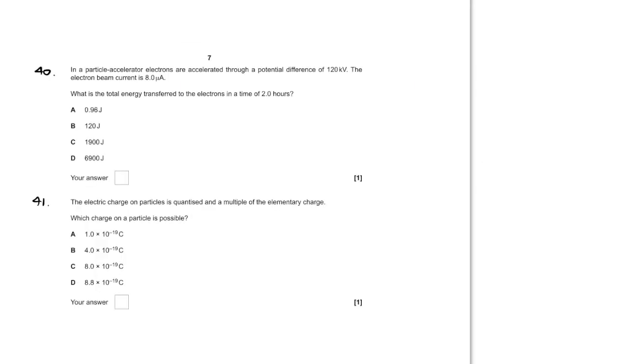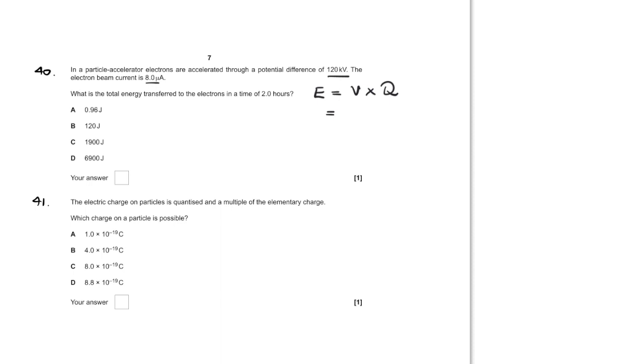Now, for question number 40, we are given that in a particle accelerator, the electrons are accelerated through a potential difference of 120 kilovolts, and the electron beam current is 8 microamps. We need to work out the total energy transfer to the electrons in a time of 2 hours. It's a really simple question. We know that energy or work done is equal to voltage times the charge. We are asked to work out the energy in 2 hours, and therefore we multiply by 2 hours times 3600.